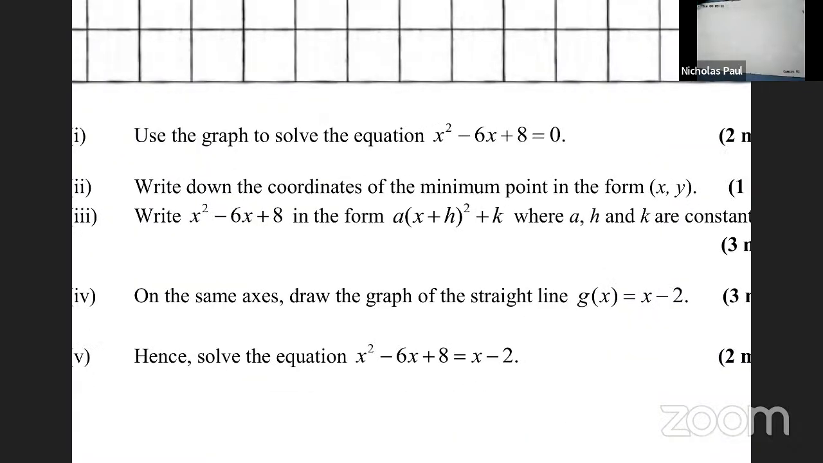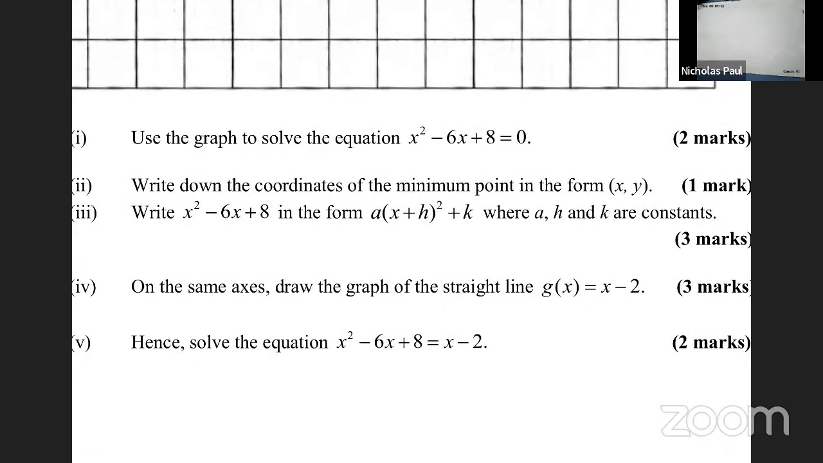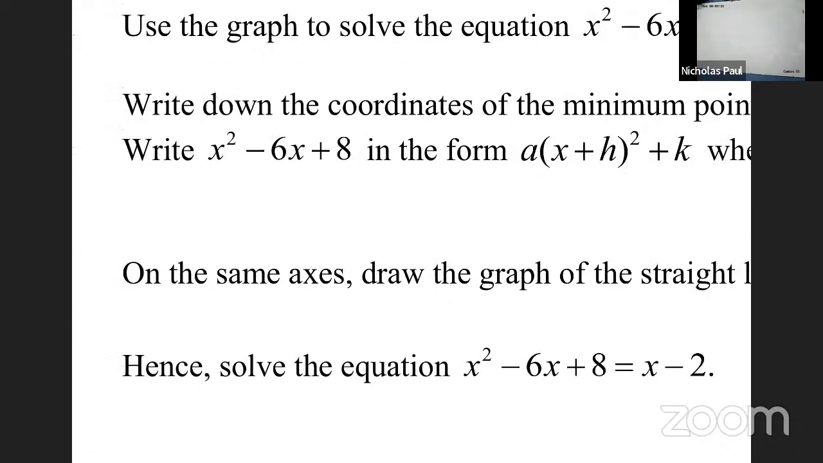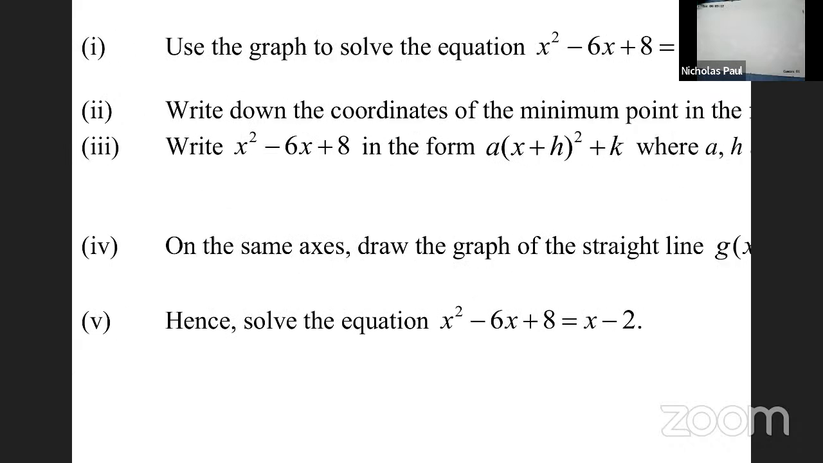Next one. Write it in the form x squared minus 6x plus 8. So we know the turning point. It was 3, minus 1. Don't work it out. Everything we need is right there. So take this and put it in the form. Complete the square. So we know the answer already, right, Kelly?